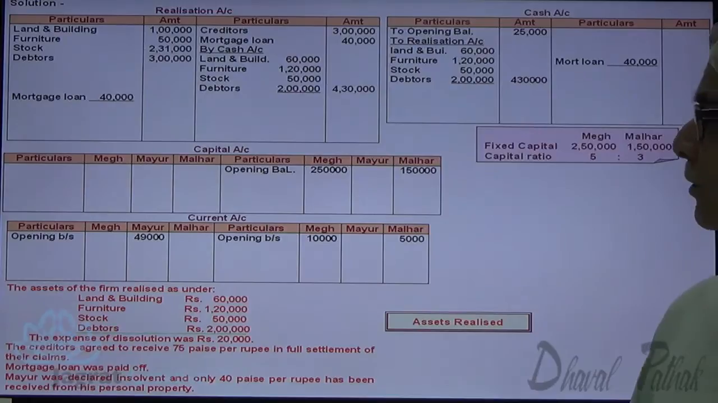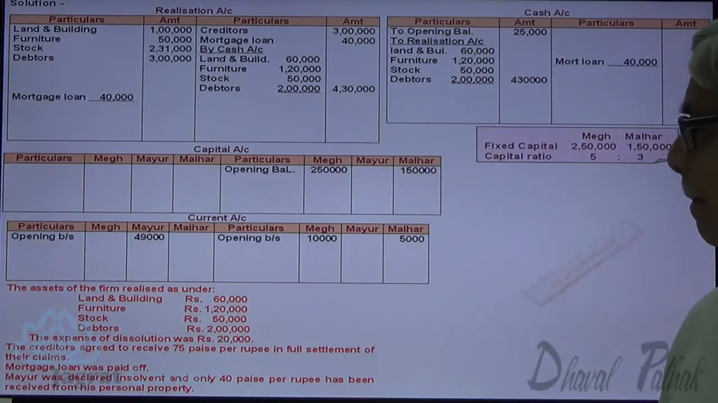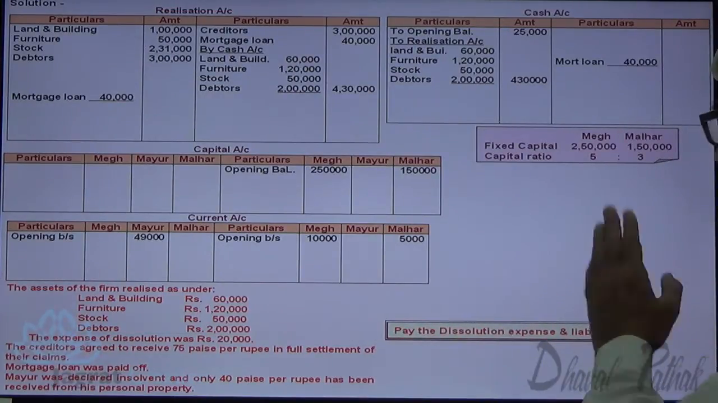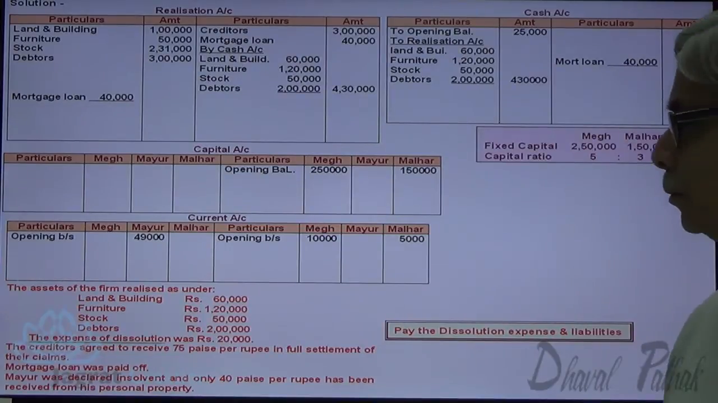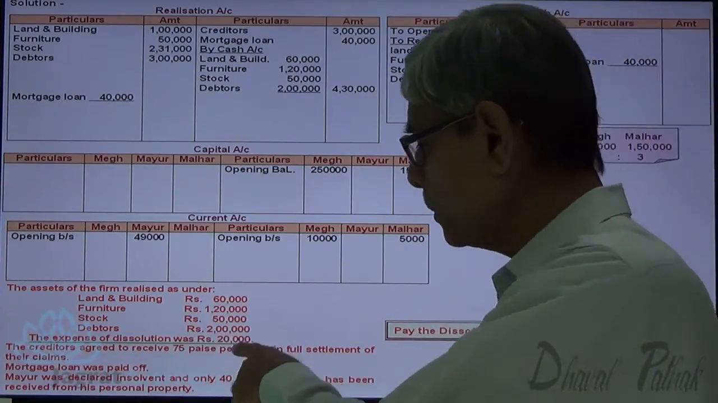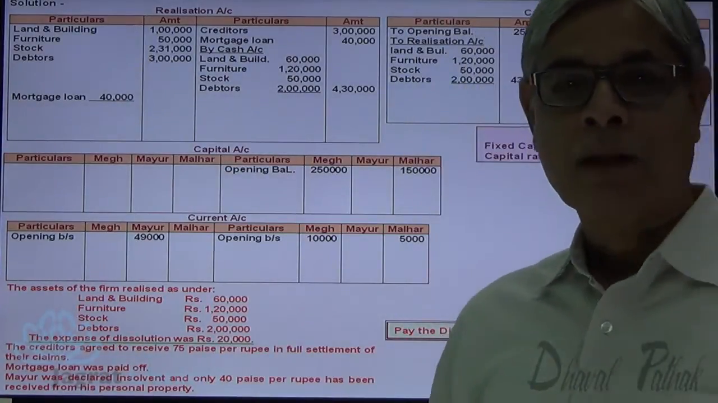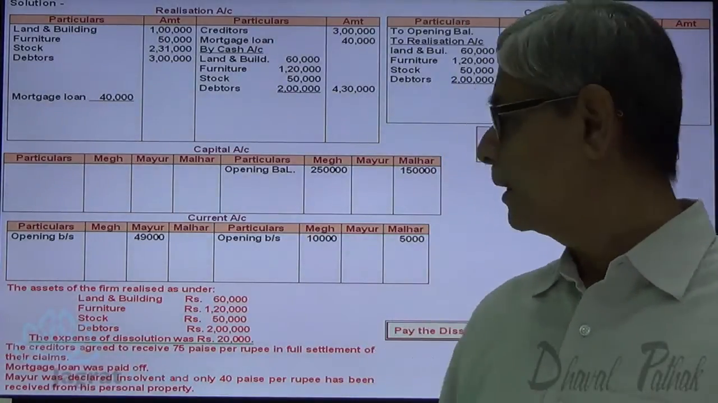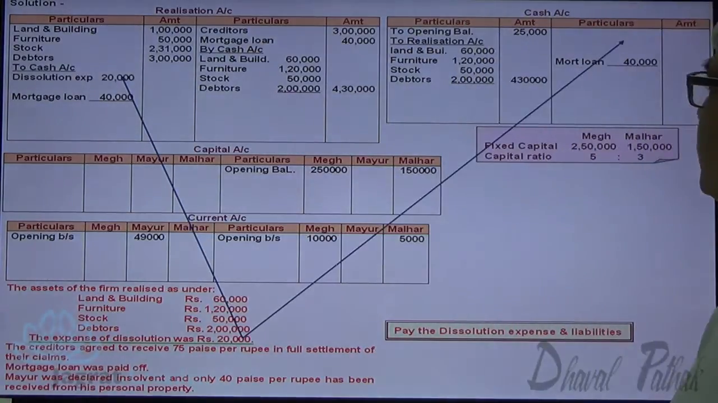Now, after realization of assets, pay dissolution expense and liabilities. How much is the dissolution expense? Is 20,000. What is the journal entry for its payment? Realization account debit to cash account.